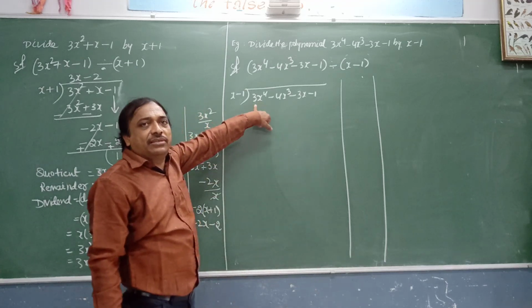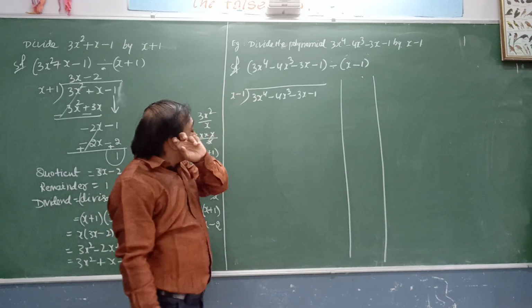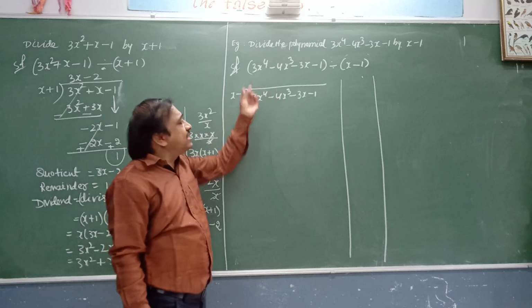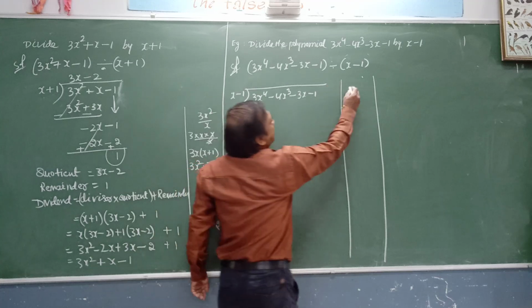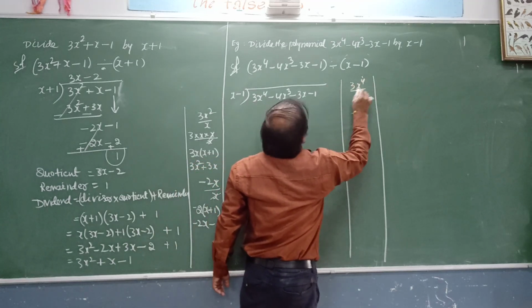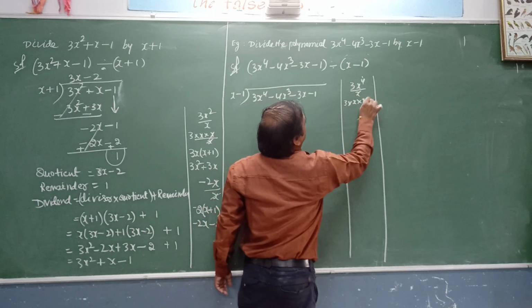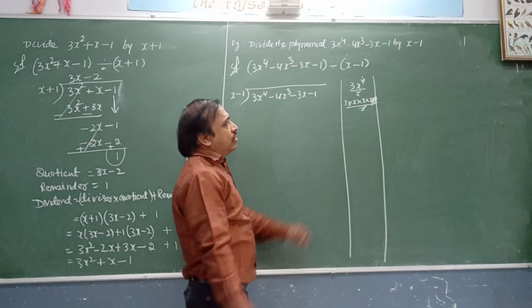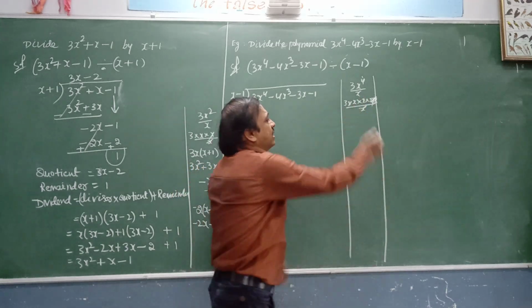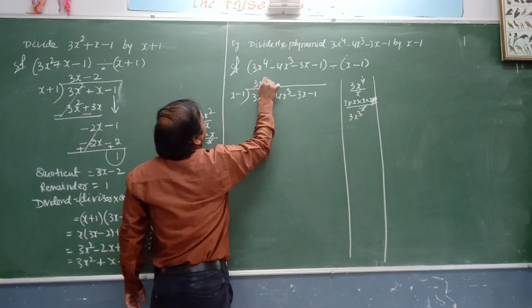What do you have as the first term? 3x to the power 4. And here what is the first term? x. So to obtain the quotient, the first term divided by the first term, that is 3x to the power 4 divided by x. 3x to the power 4 means 3 into x into x into x into x, 4 times, divided by x. One x cancels. How many x remain? 3 into x cube, which is 3x cube. So here you write 3x cube.